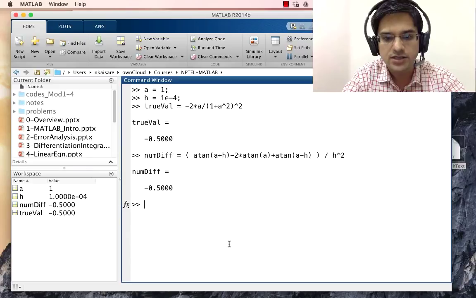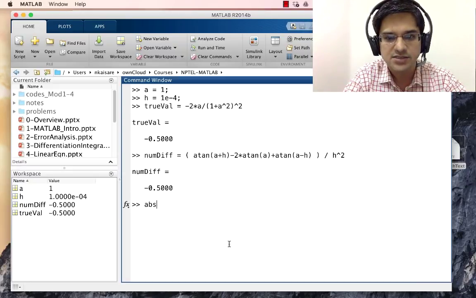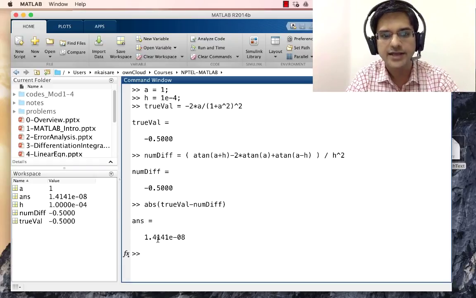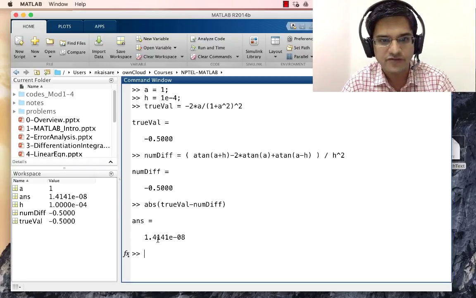The error, the difference between true val and num diff, is abs of true val minus num diff. Okay, and the error is of the order of 1.4 into 10 to the power minus 8.